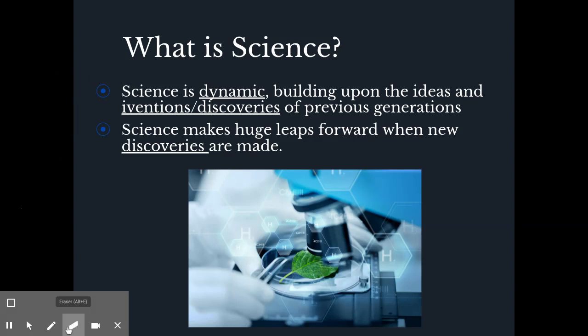Okay. Science is dynamic, building upon the ideas and inventions or discoveries of previous generations. One of the best examples of this is when I was in school, there were 9 planets orbiting the sun, including the planet Pluto being the furthest out from the sun. Now we know that through further discovery and more systematic charting of that planet in its orbit, Pluto is not actually a planet. We consider it a dwarf planet. So it is no longer considered part of the solar system's planets. So we now say that there are 8 planets orbiting the sun and 1 dwarf planet.